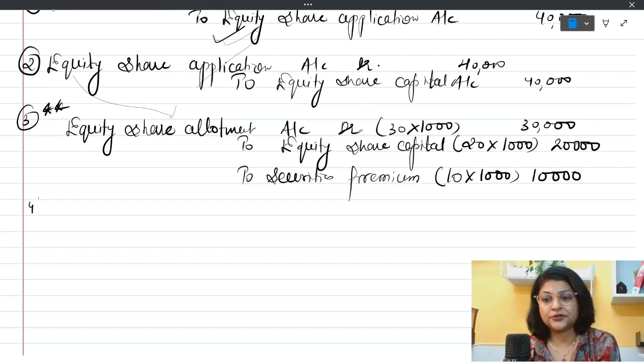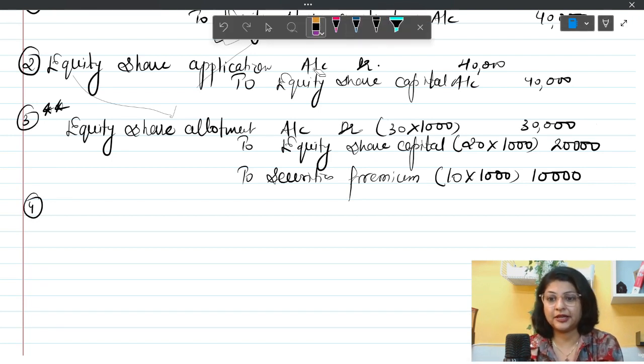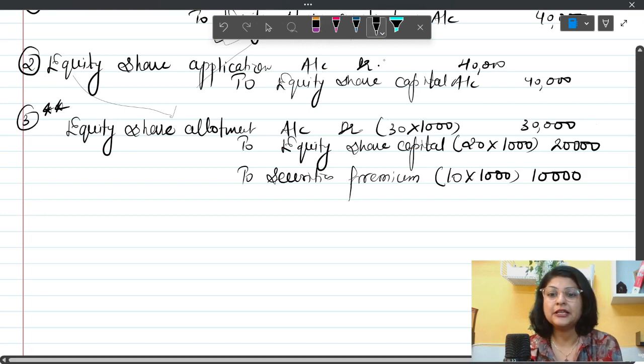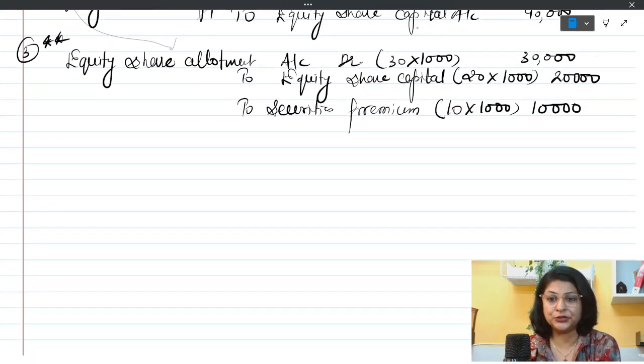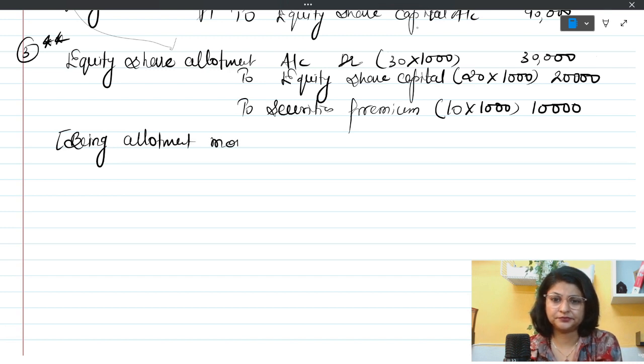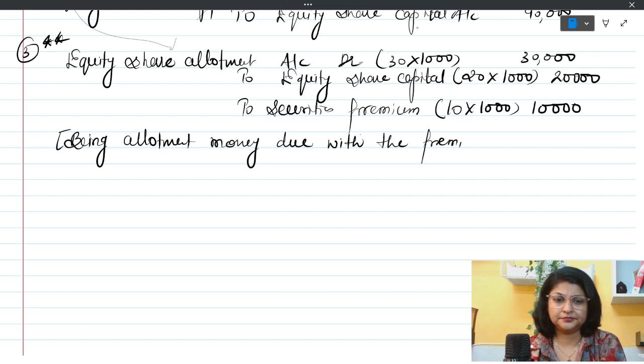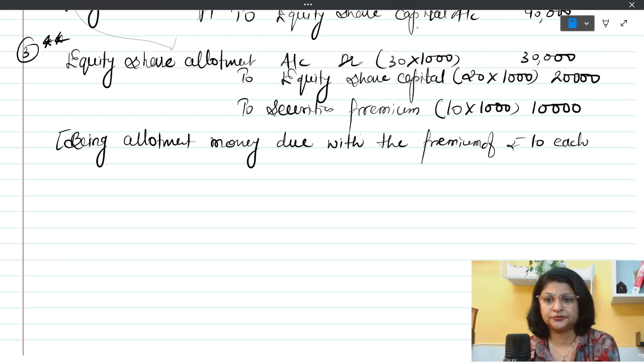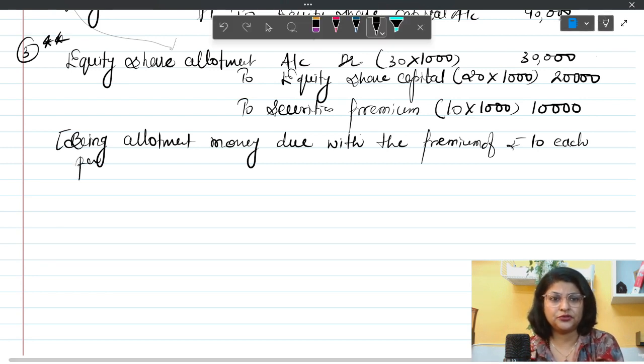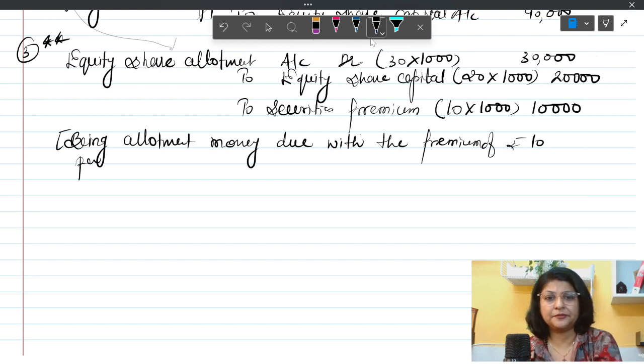Now the next entry is going to be the receiving entry. Yeah, I will write down the narration for this because I told you whatever is new, I will write narration for. So the narration for this entry, which is known as the due entry, is going to be: being allotment money due with the premium of rupees 10 per share.